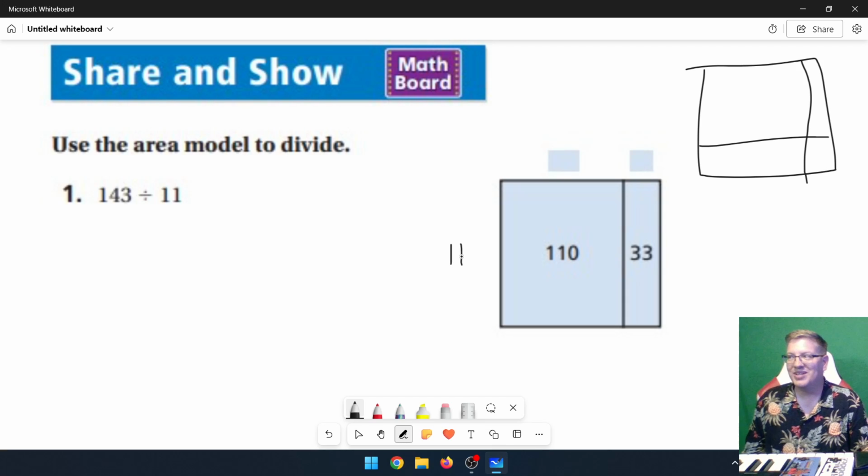We would hopefully know that 11 times 10 is going to make 110. So this 10 would go up top. We're going to add these two numbers in just a moment. And 11 would go into 33 three times. And our quotient when we are done would give us 13.